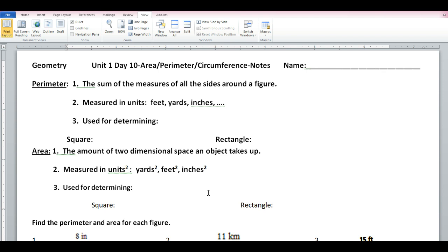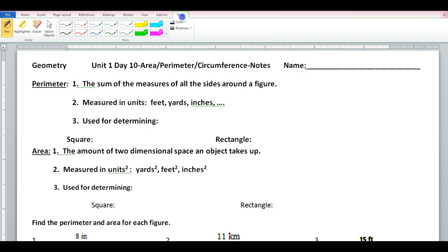Alright, first thing is perimeter. A lot of us know that perimeter is the sum of the measures of all the sides around the figure. So basically when we talk about sum, we're referring to addition. Anytime we have a figure, to find the perimeter, you basically just add up all of the sides.